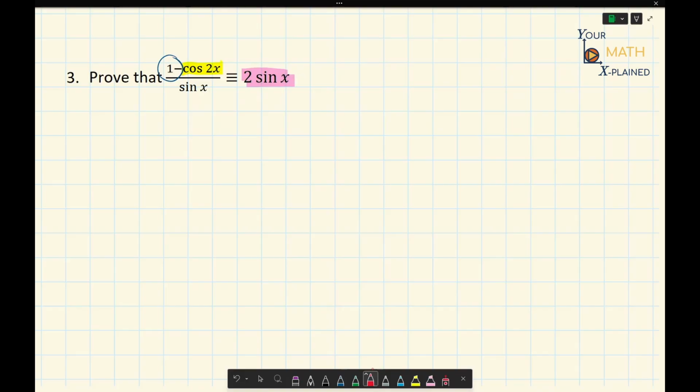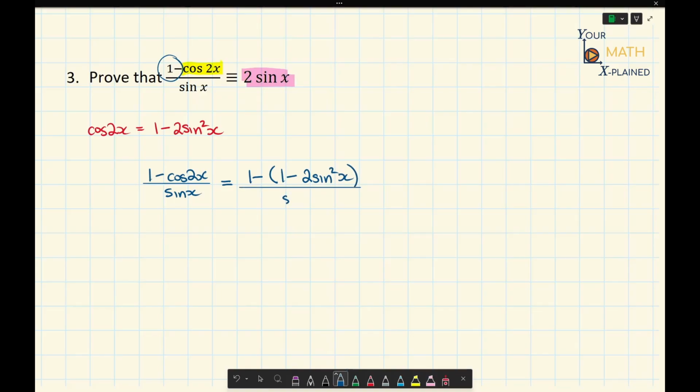And the one that does that is cos 2x is equal to 1 minus 2 times sine squared x. And the reason is because we're going to have 1 minus that, and then the 1's going to cancel. So let's go ahead and use the identity and see what happens. So we start with 1 minus cos 2x over sine x. And this is going to be equal to 1 minus, and then in brackets, 1 minus 2 sine squared x. And this is still over sine x.